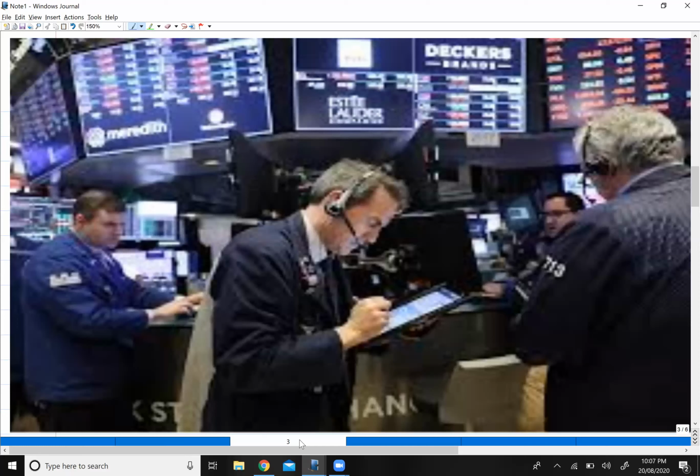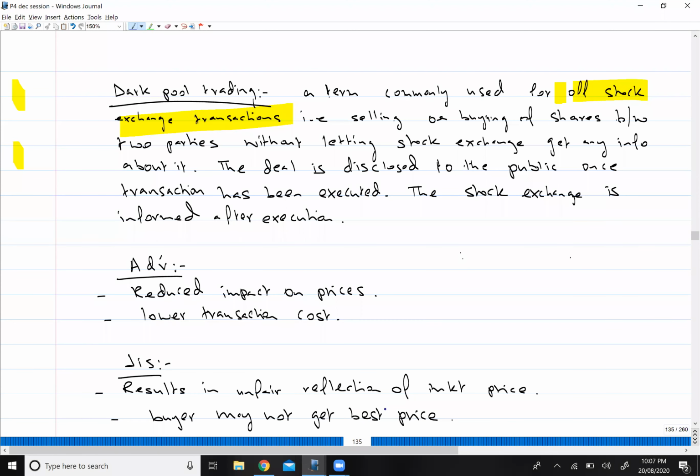So because of this, in some stock markets, not all, a parallel system was introduced, which is known as dark pool trading. That system does not exist in every market. It only exists in a few markets. Now the question is, what is actually dark pool trading? Dark pool trades are off-stock-exchange transactions.